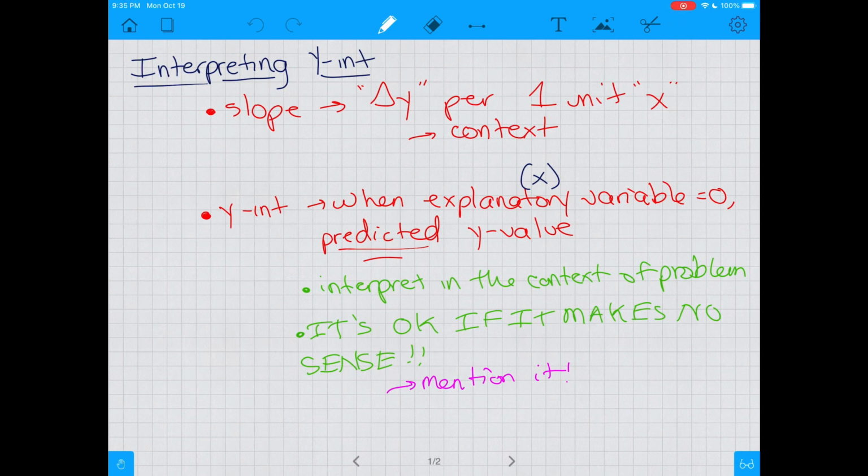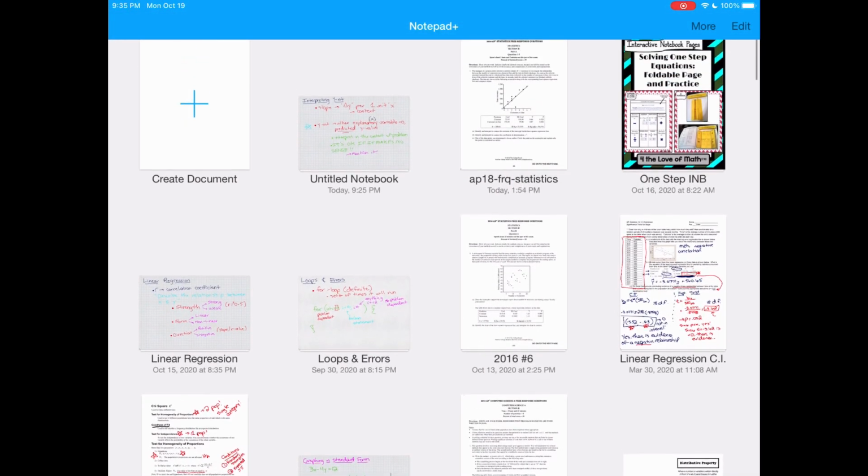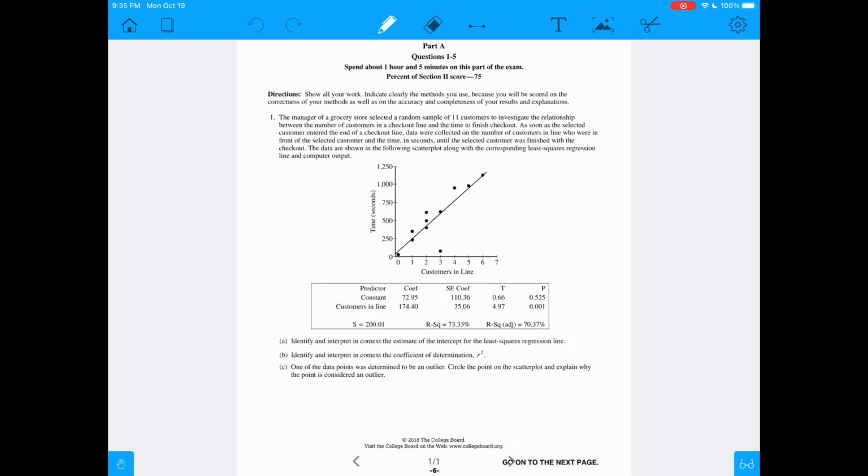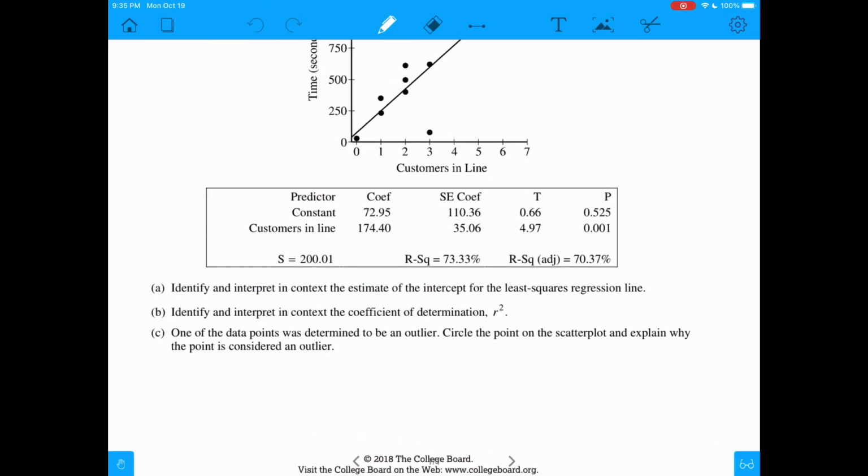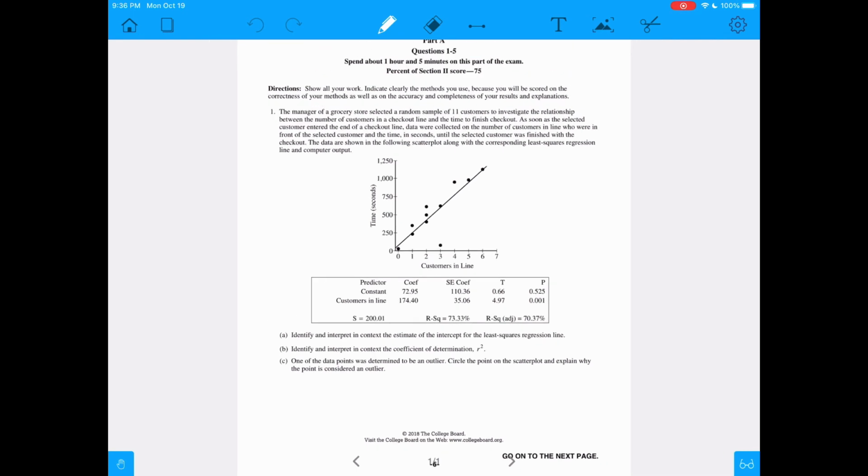Now, one thing I did want to look at in terms of interpreting the y-intercept, there is a very, very recent free response question here from 2018 that tells you, if we look at part A, identify and interpret in the context of the problem the estimate of the intercept, right? This is exactly what we talked about the other day. So what I'm going to have you guys do is just these 3 parts. This is going to be your assignment to work on.